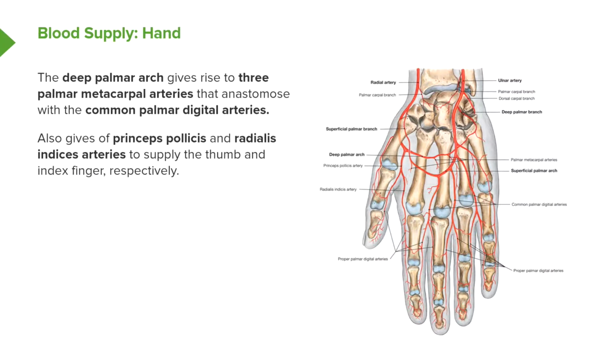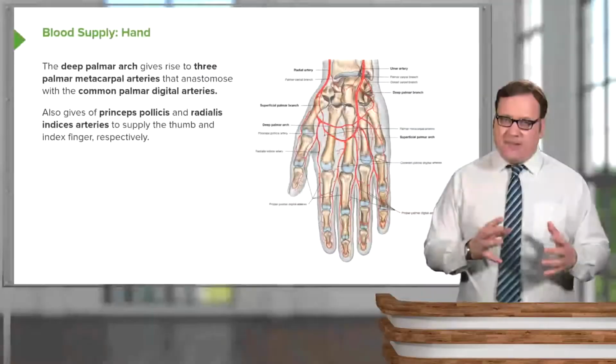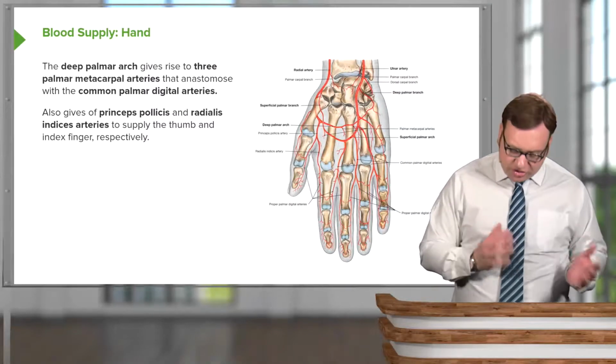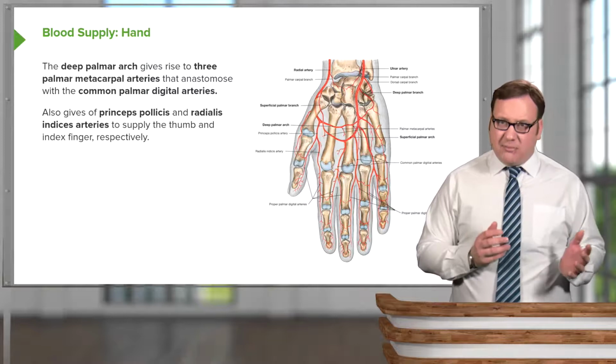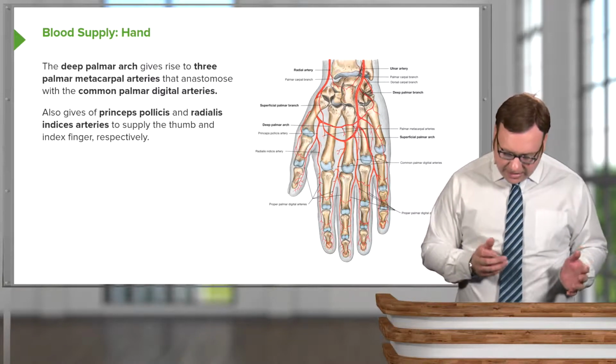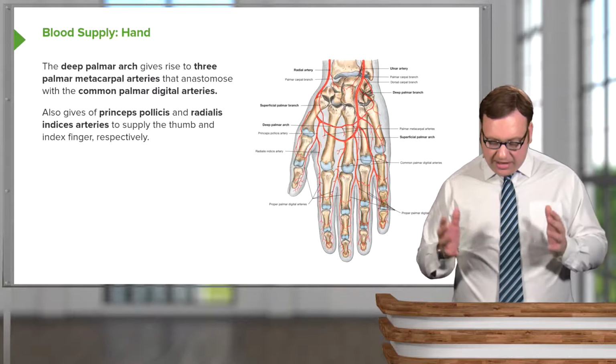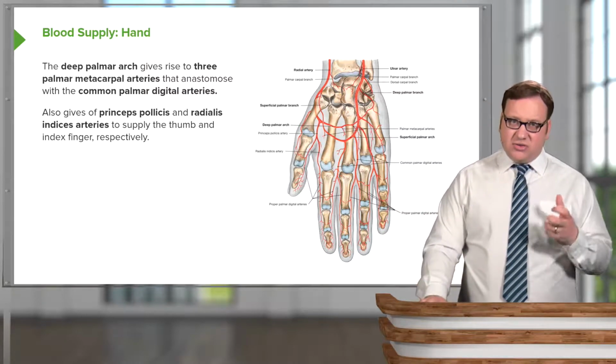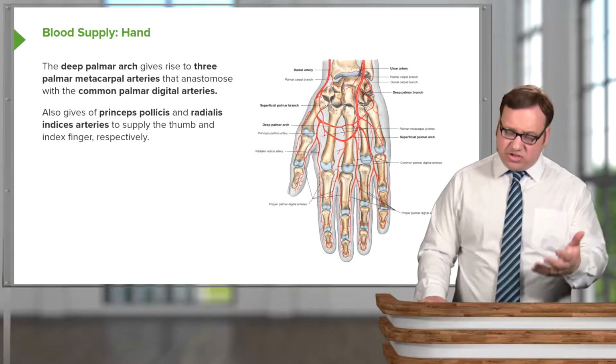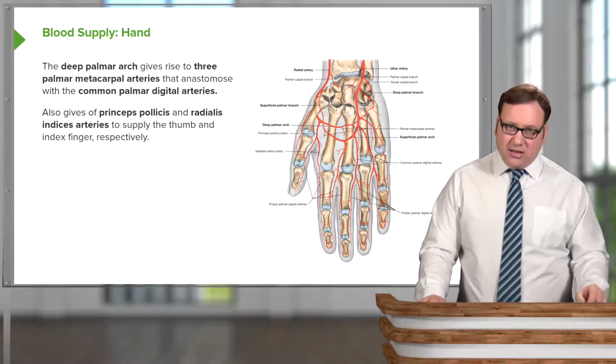I mentioned these arteries in the last slide. And these anastomoses we can see here are palmar metacarpal arteries. We can see these anastomosing with our common palmar digital arteries. So again, as these common palmar digital arteries are supplying the digits, they're having an input from the superficial arch via the common palmar digital arteries, and they're also having a contribution from the palmar metacarpal arteries. So these digits are then supplied by both the superficial and the deep palmar arch.